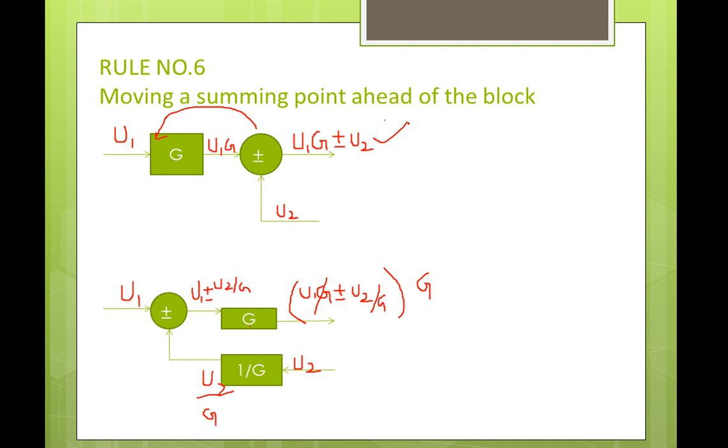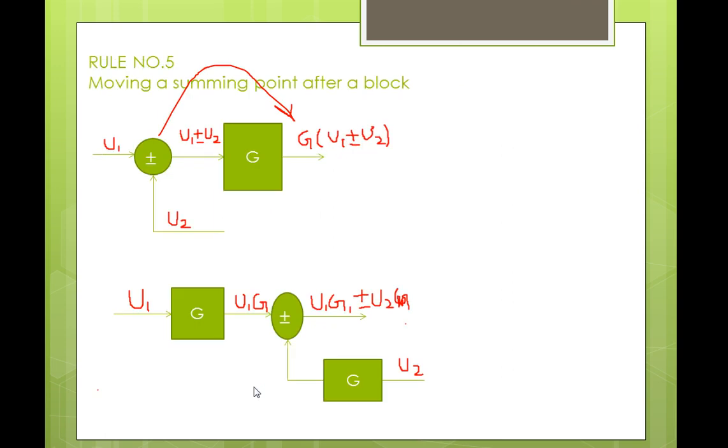Whenever you are moving the summing point before the block, you need to add one more block in the feedback path which has the gain of 1 by g. Whenever you are moving the summing point after the block, you need to add one more block in the feedback path of the summing point which has the gain of g.